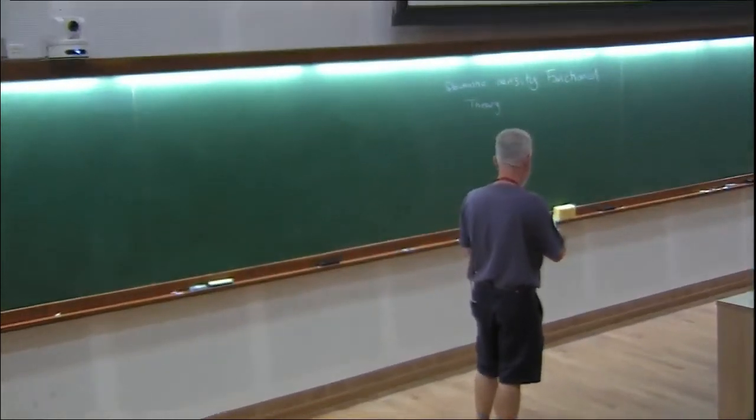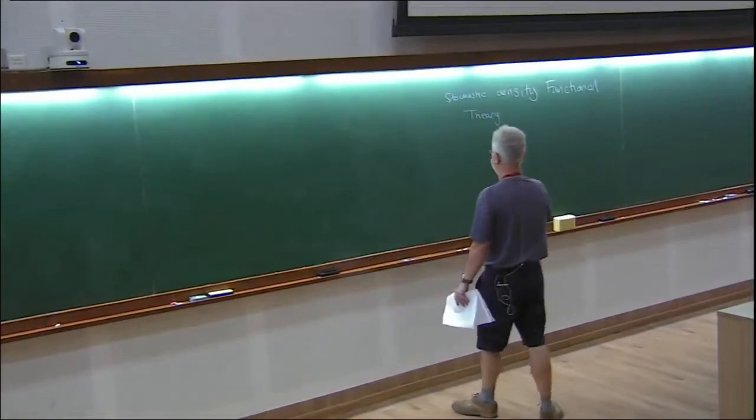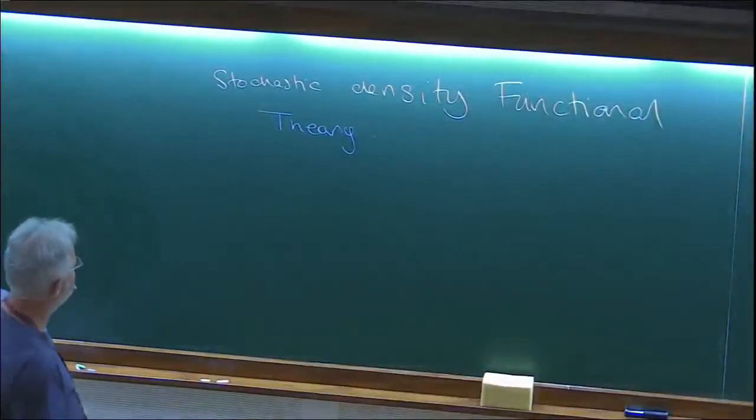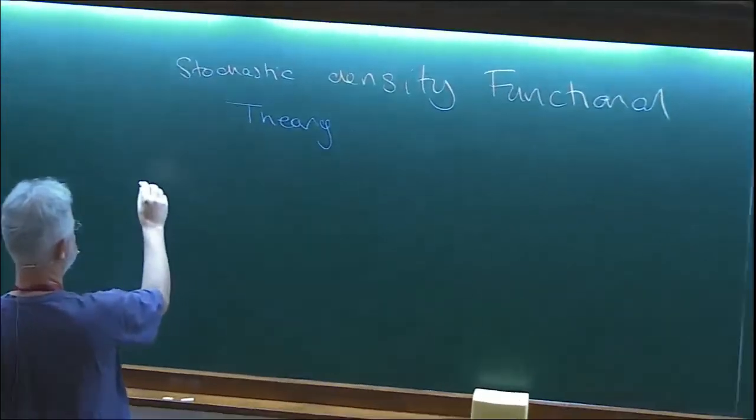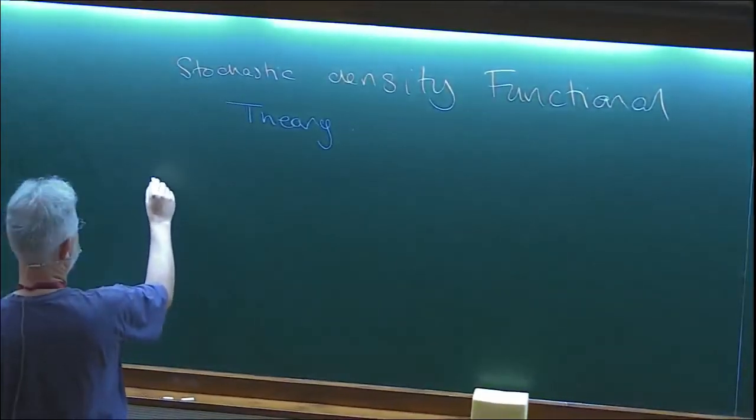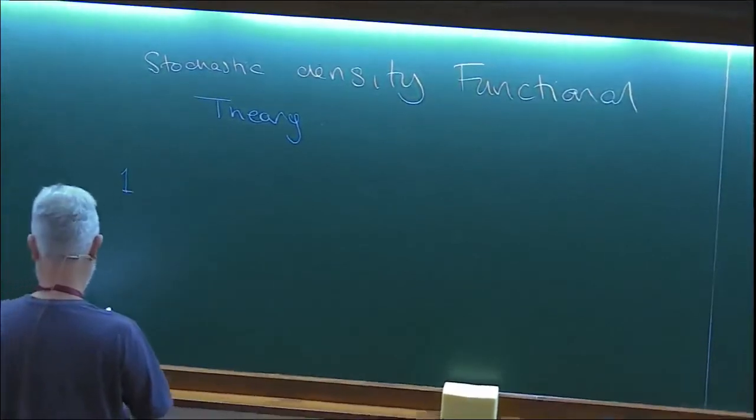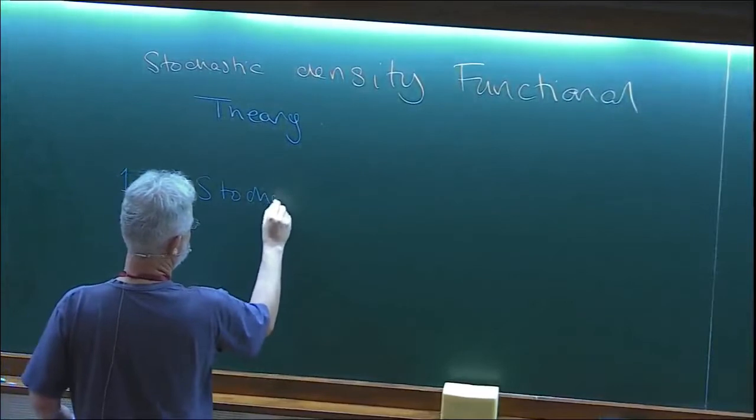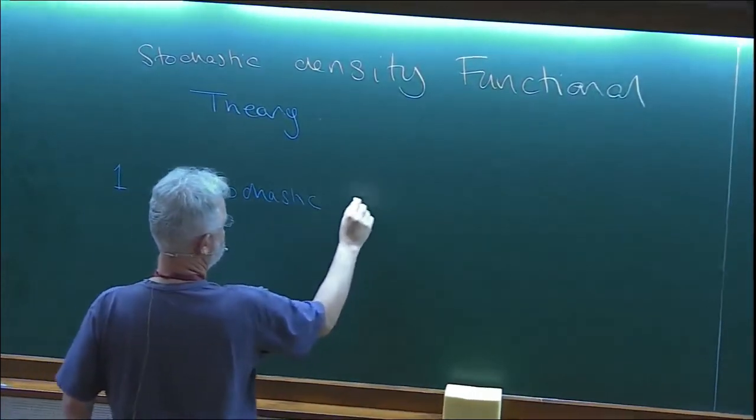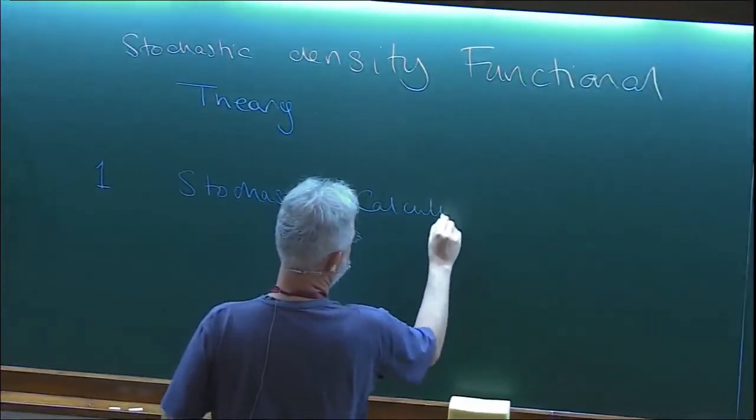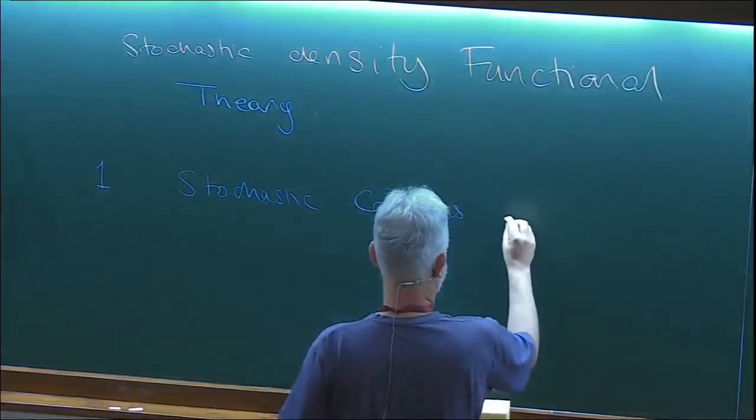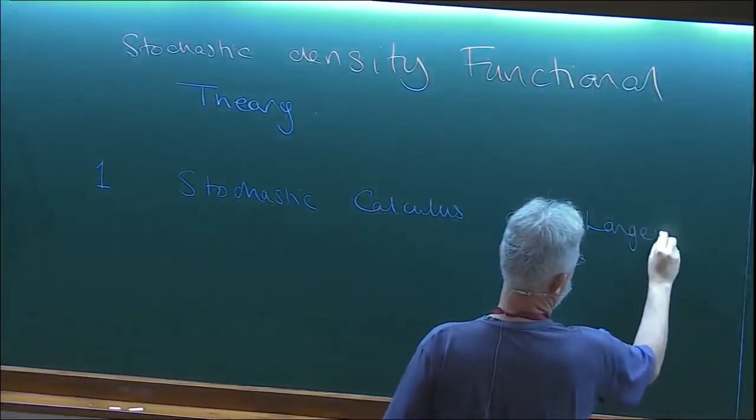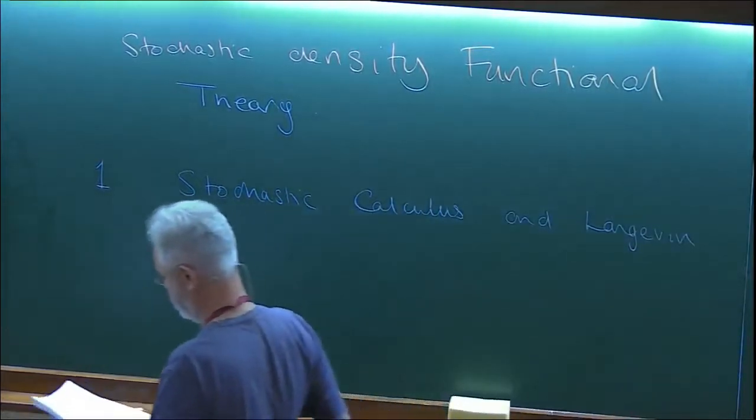In order to do this, there are basically 4 chapters. There are lecture notes which I will distribute at some stage when I'm sure all the mistakes have been taken out of them. The first chapter is on stochastic calculus, in fact Ito calculus and Langevin equations. This might be revision for some of you, but it's very important for the development of the theory.